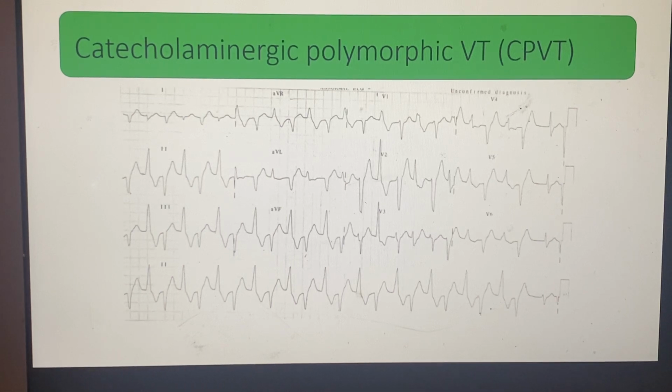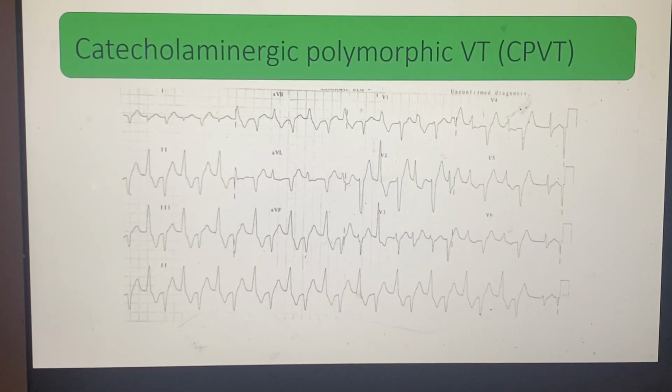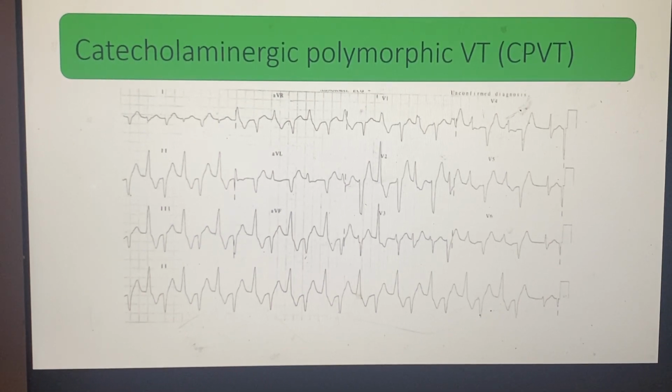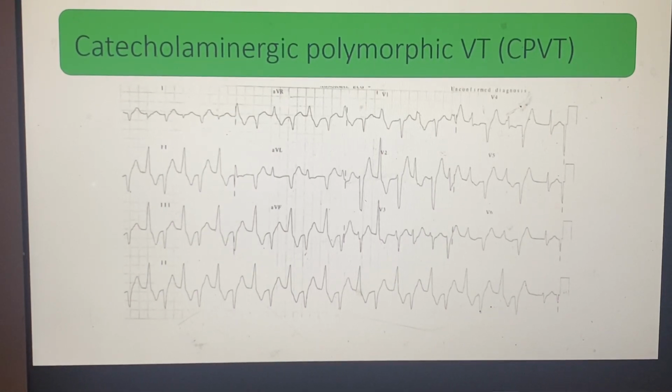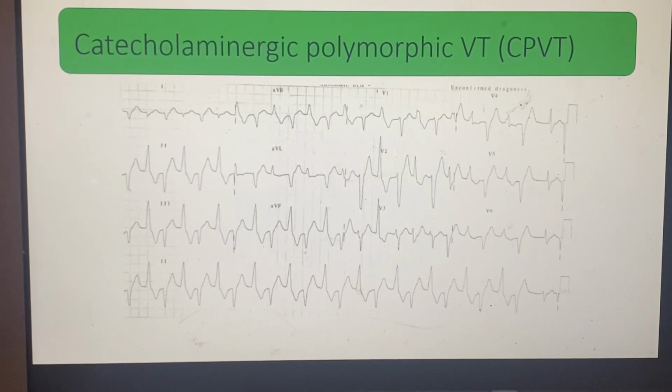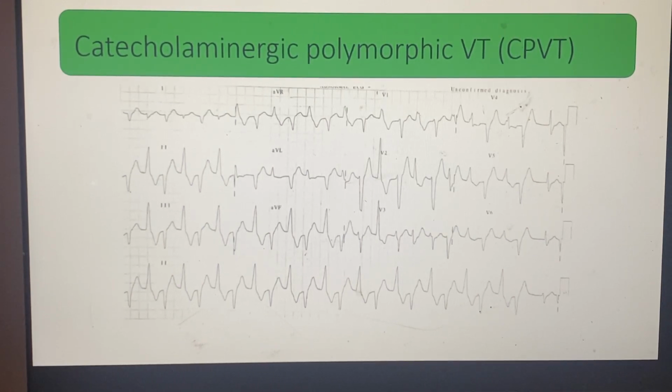Okay. So when you have bidirectional VT, as far as I know, there are only two diagnoses that you can have. Number one is CPVT, and number two is digitalis toxicity. So if the patient is running and he gets bidirectional VT, then it's CPVT. If the patient is resting and has bidirectional VT, I don't think you should diagnose it as a CPVT. Then you should really look hard at whether the patient is on digoxin or not.